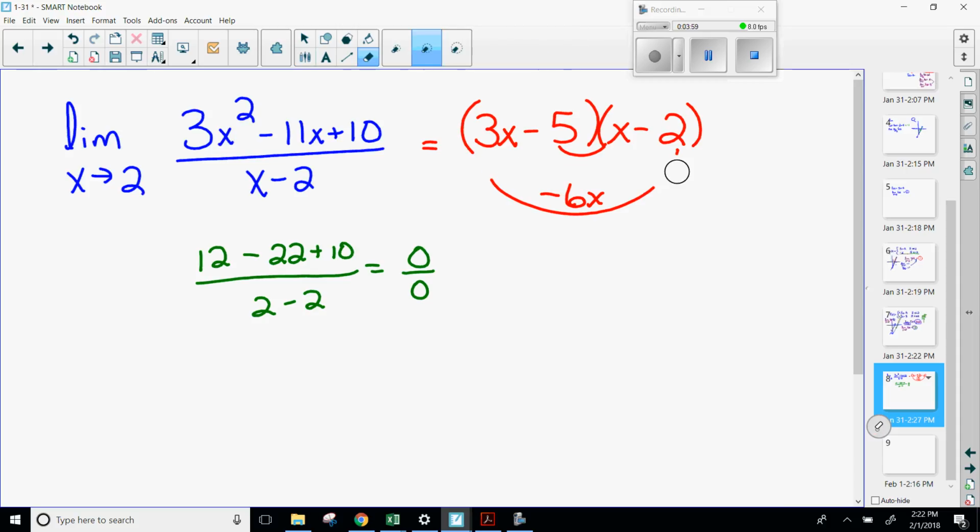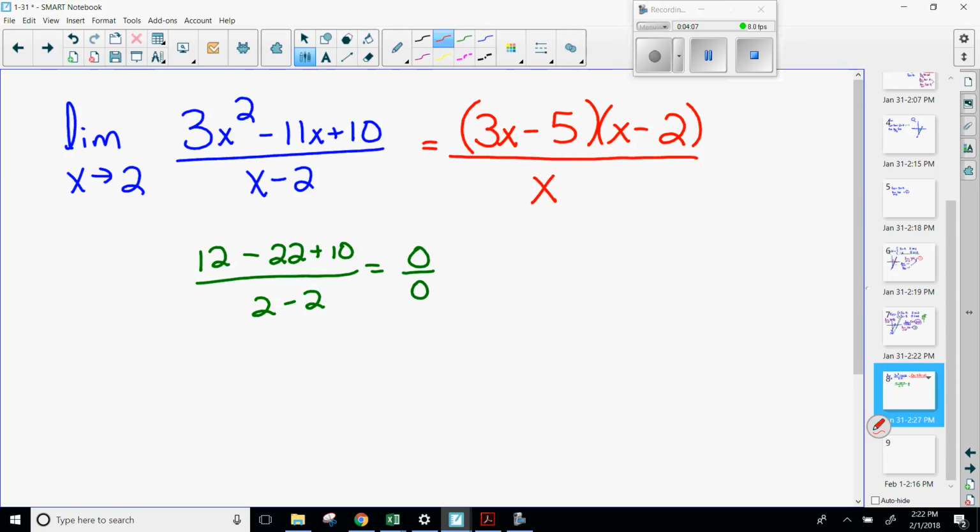The denominator, let me get rid of this for a second so I can write below there. The denominator has a value of x minus 2. When I look at that in factored form, what happens? The x minus 2's can cancel.